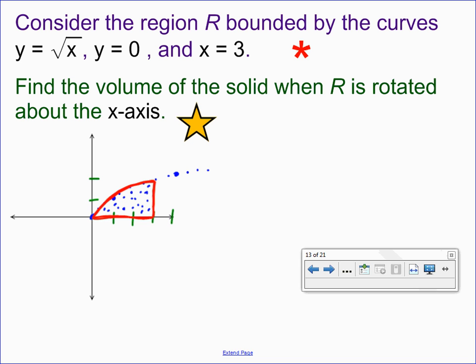Everybody see our original region? So our original region here is part of that root x function, in between the x-axis up until x equals 3. If we were now to rotate this around the x-axis, that would be spinning around this axis of rotation. Could we consider the solid results?